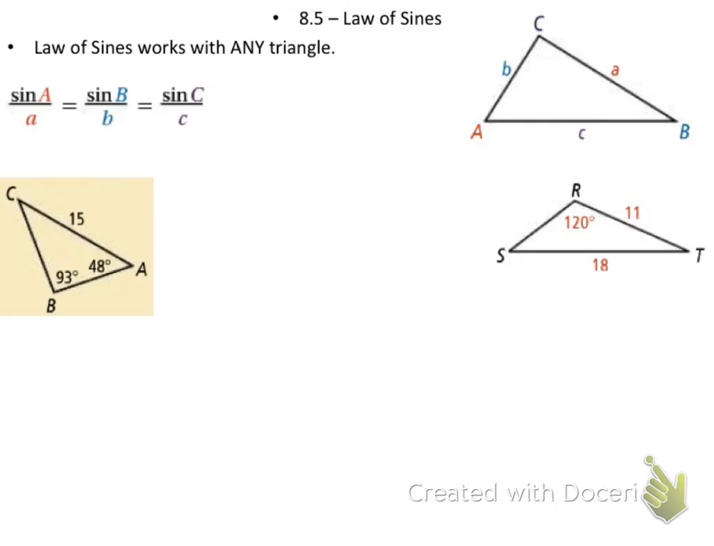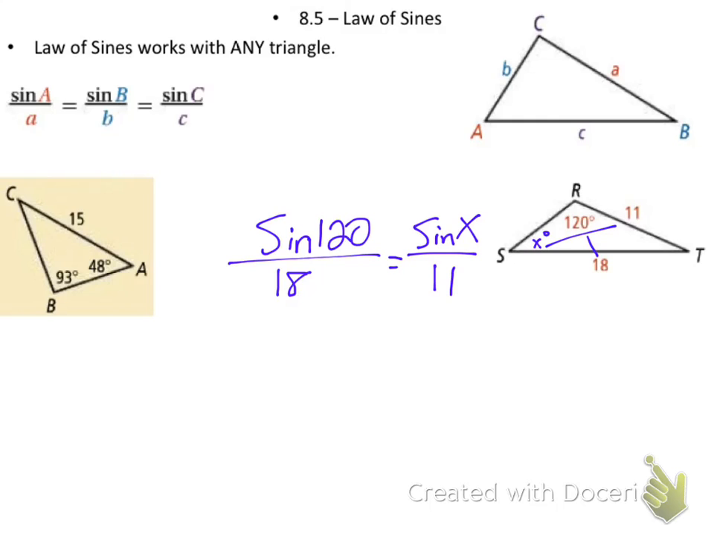The last one here then, again, I'm going to be able to find out angles as well. And so here, I want to find out what angle S is, so that's going to be my x. And so again, on my left side, I'm going to have two numbers, which will be 120 and 18, because they're across from each other. So sine of 120 over 18 is equal to the sine of x, because I don't know it, and the side across from x, which is 11. Again, cross multiply, and so I get 11 times the sine of 120 is equal to 18 times the sine of x.